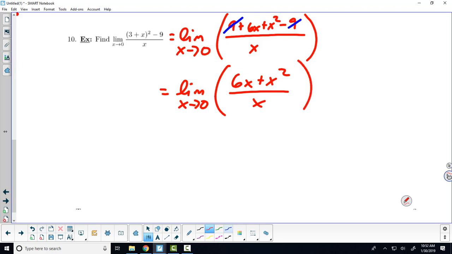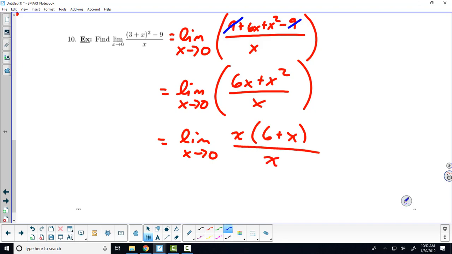Now, what could I do? Factor out the x. Yeah, I could factor out an x now, right? So this gives me the limit as x approaches 0 of x times (6 plus x) all over x. Okay. Desiree, what would you like to do next? Cancel out the x.